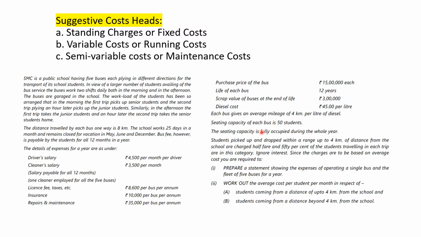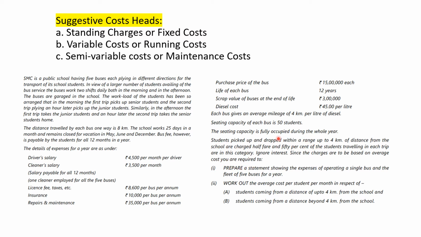So we have to see what is the occupancy level for each bus. So here they have given fully occupied. They have given 50 students as the seating capacity, and it is always fully occupied for a whole year. Whole year means here only 9 months, because for the remaining 3 months it is not being run due to holidays. Okay. Now coming to the next point, students picked up and dropped within a range of 4 km of distance from the school are charged half fare, and 50% of the students traveling in each trip are in this category. Ignore interest. Since the charges are to be based on average cost, you are required to.